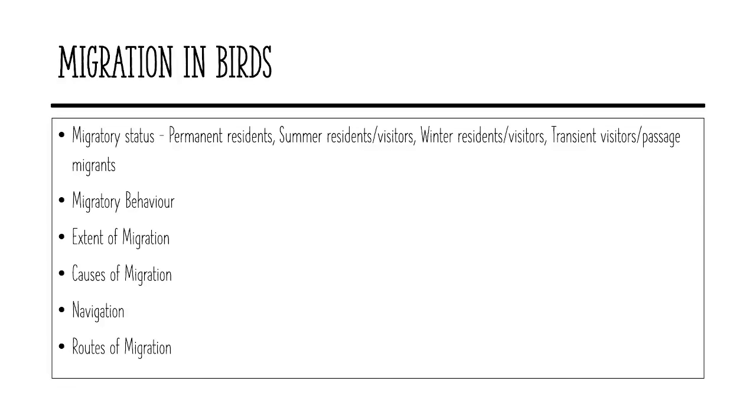Migration also occurs at specific times of the day, and there are also birds which migrate during the night. Birds which are weak flyers like cuckoos, thrushes, etc. can be classified as nocturnal migrants. Birds which are fast flyers usually migrate during the day. So this is regarding their migratory behavior. Coming to the extent of migration.